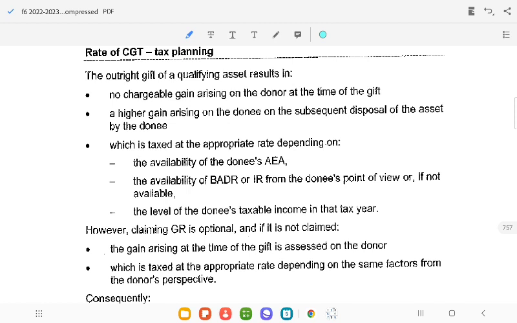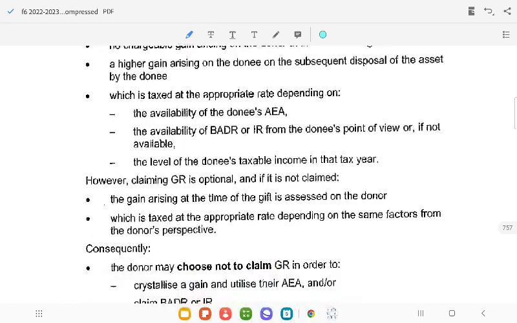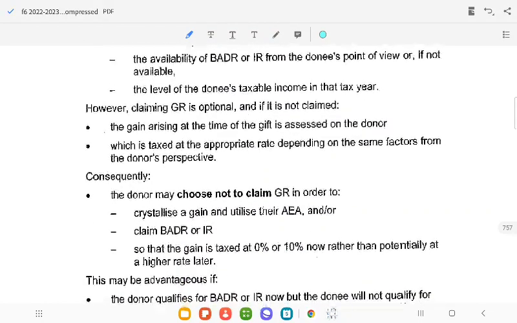Tax planning in this regard: the outright gift of a qualifying asset results in no chargeable gain for the donor at the time of gift, but a higher gain would be charged to the donee when the donee disposes of the asset, and that is taxed at the appropriate rate. That appropriate rate depends on the availability of the donee's AEA, annual exempt amount, availability of BADR or IR from the donee's point of view, and the level of the donee's taxable income in the tax year. However, claiming gift relief is optional.